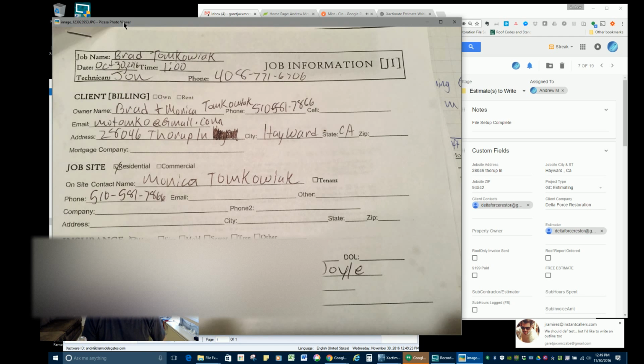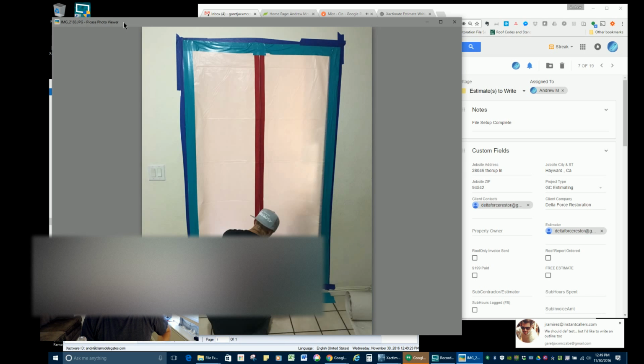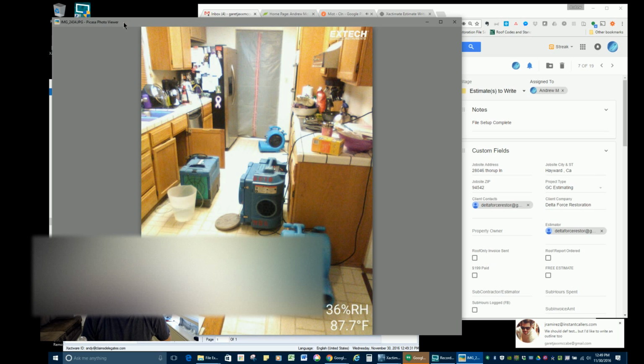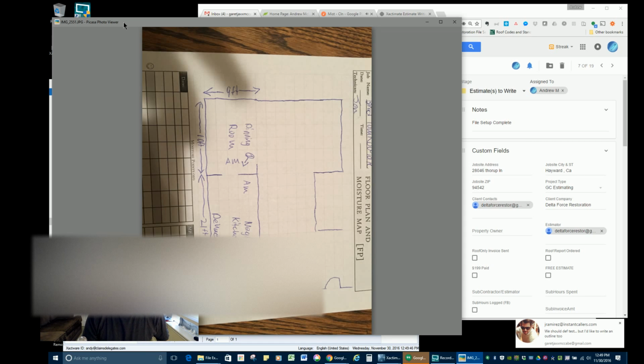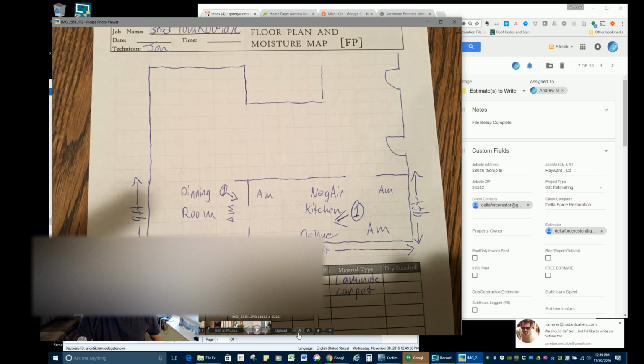Let's see what we got. I have to look through the pictures first. Got some vinyl floor, got some carpet, got some extraction, got some containment equipment. Looks like the bulk of it was in the kitchen. Here's the room notes, kitchen, living room. All right, oh, got a shadow, but I can read it. Okay, there's a sketch. Let's flip that sucker.